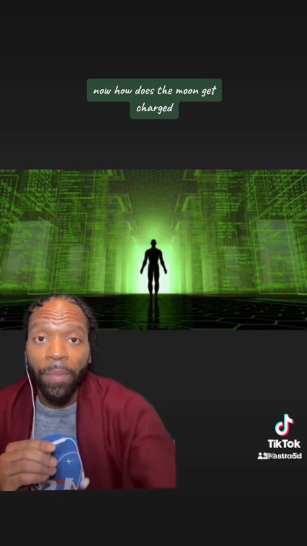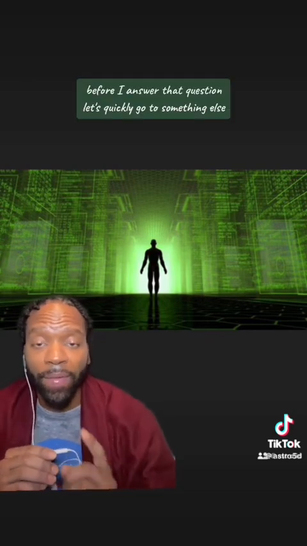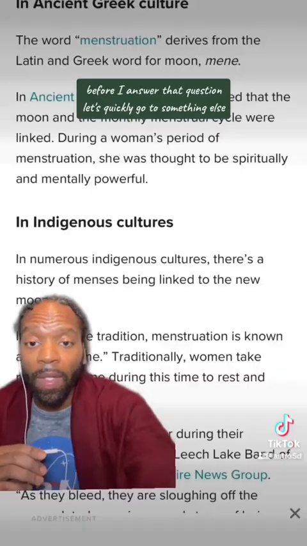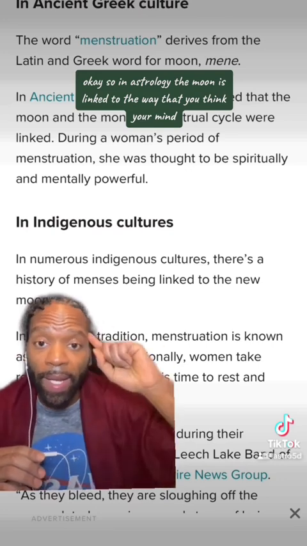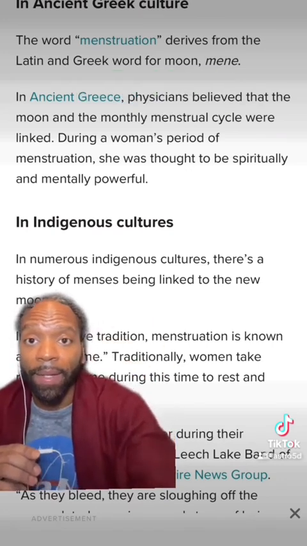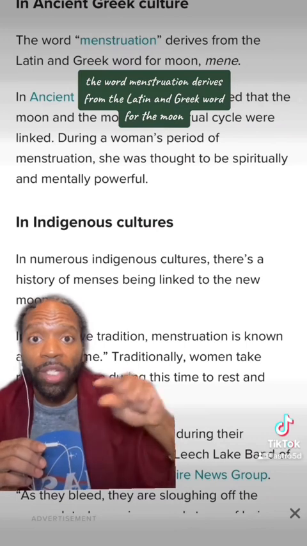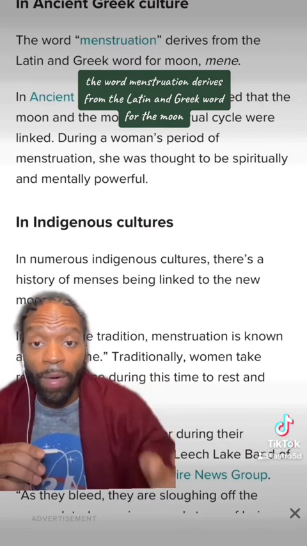Now, how does the moon get charged? Before I answer that question, let's quickly go to something else. Okay, so in astrology, the moon is linked to the way that you think, your mind. Keep that in mind. The word menstruation derives from the Latin and Greek word for the moon.